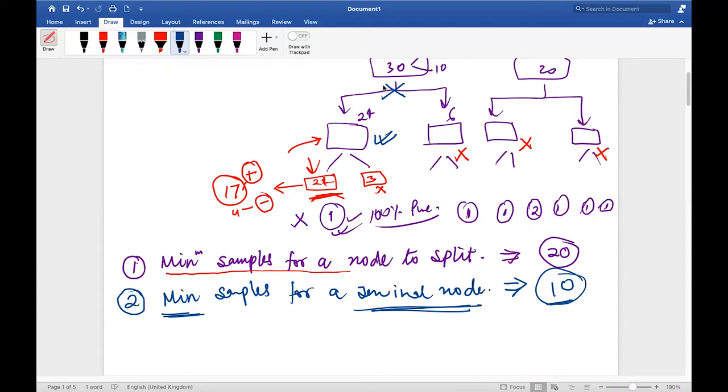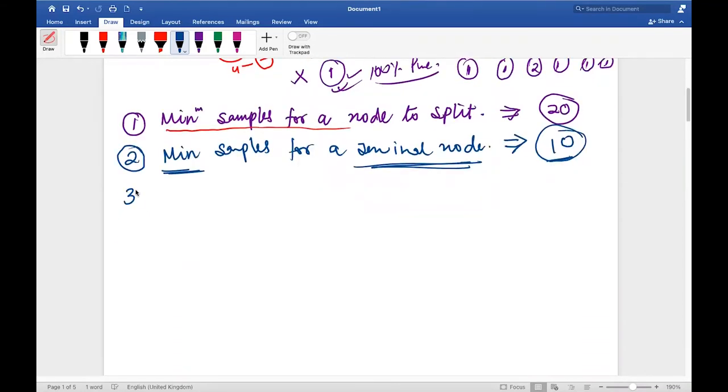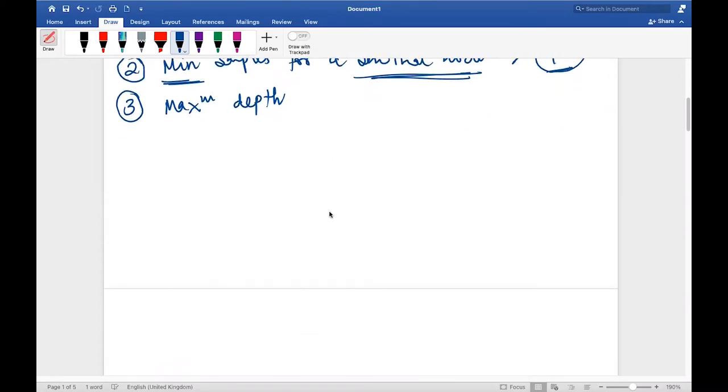A few others are, let's say, maximum depth. This is mostly what we use. This is the hyperparameter that we mostly regulate. First of all, what is the depth of a tree? Let's assume that we are talking about a tree like this. What is the depth of this tree? Three? Two? Think about it. How do you decide the depth of a tree?